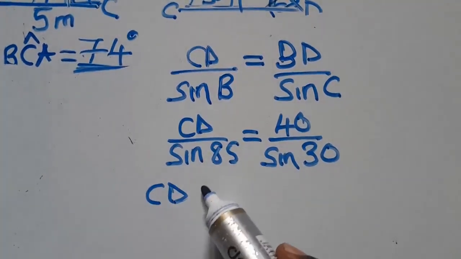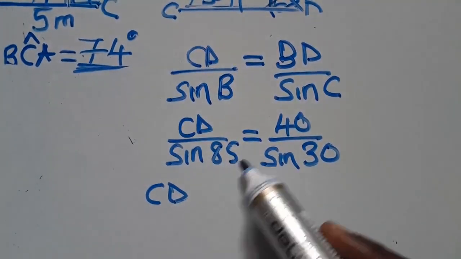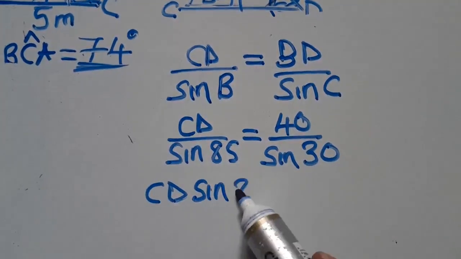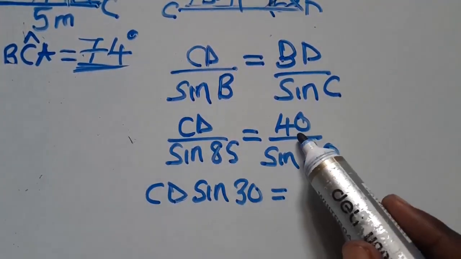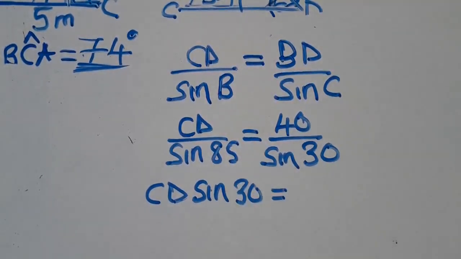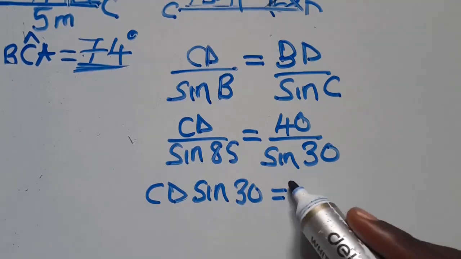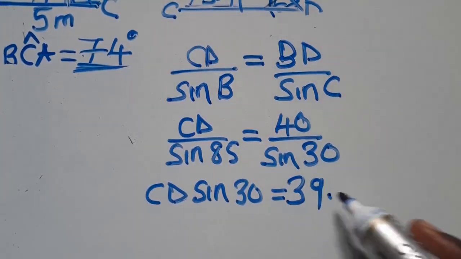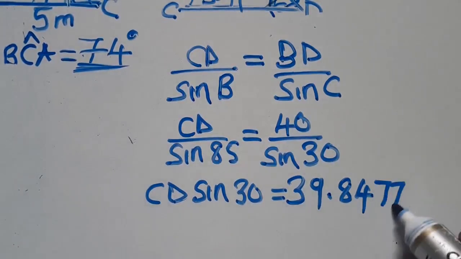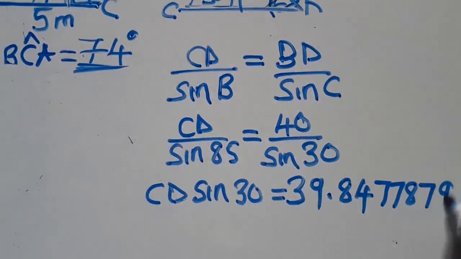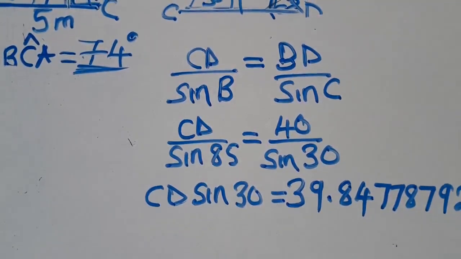You say CD, the one you want to find, times sine 30, is equal to, here I'm going to multiply directly, 40 sine 85. What am I getting? I'm getting 39.84778792. This is what I'm getting.